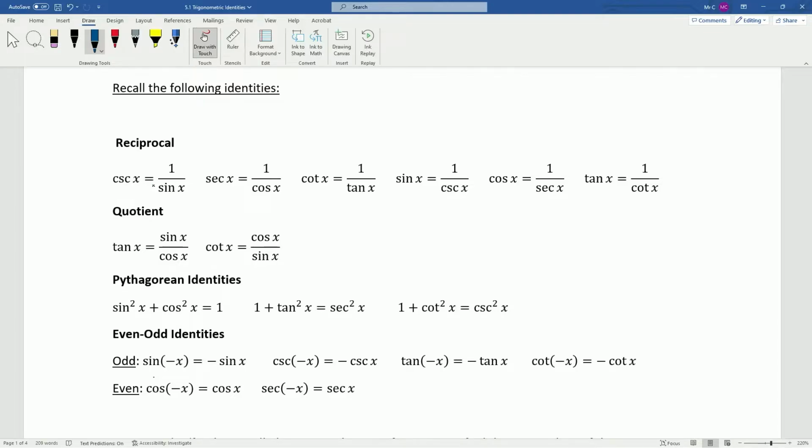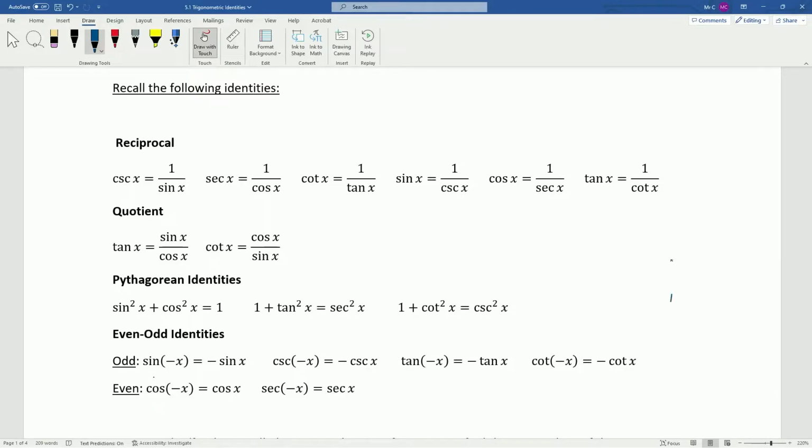So a lot of these identities are essentially the definitions of the things that they're talking about, or equivalent to those definitions. So reciprocal identities, quotient identities, and then we have the Pythagorean identities, which we've seen just come from applying the Pythagorean theorem, a squared plus b squared equals c squared, on the unit circle. And of course, we also have our even and odd identities. Sine is an odd function, cosecant is an odd function, tangent is an odd function, cotangent is an odd function, and cosine and secant are even functions.